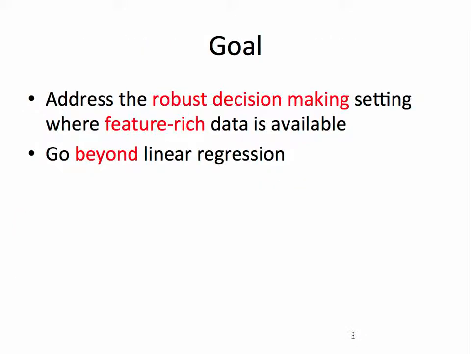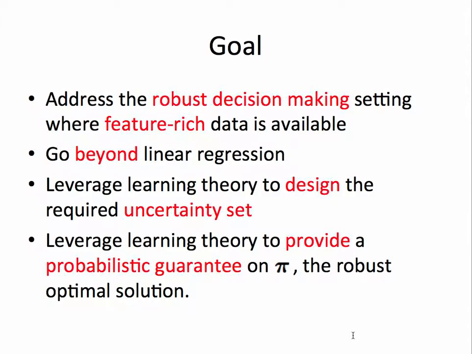So the goal is that we want to address the robust decision making setting when feature-rich data is available, and we want to go beyond linear regression. And what we will show is that we can leverage learning theory to design the required uncertainty set. We can also leverage learning theory to provide a probabilistic guarantee on the robust solution pi, which we will obtain as a result.